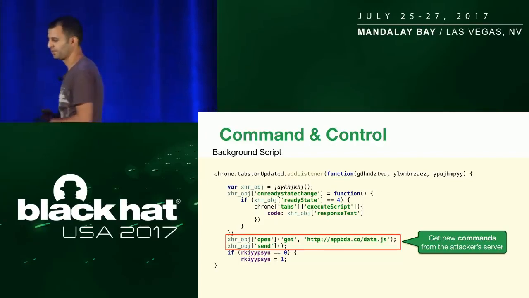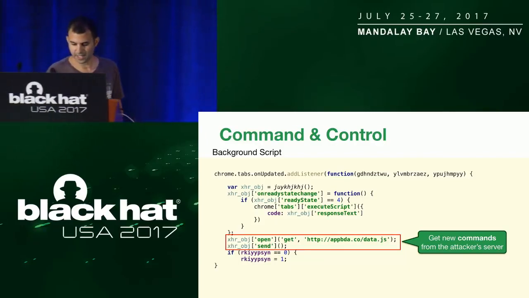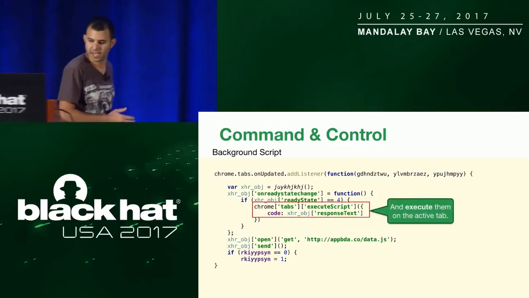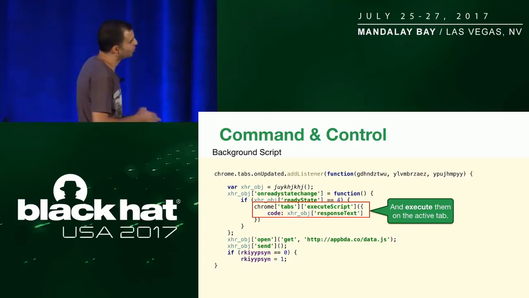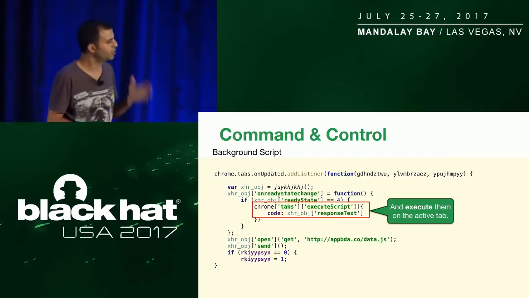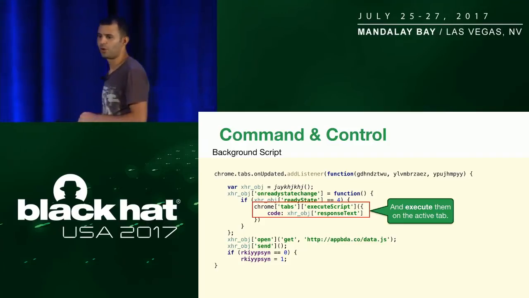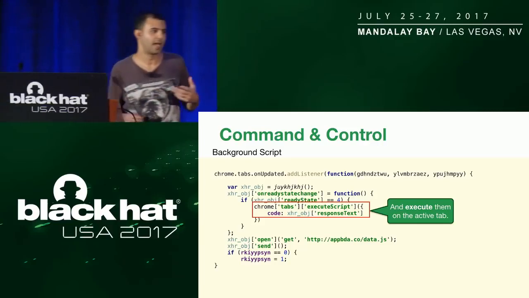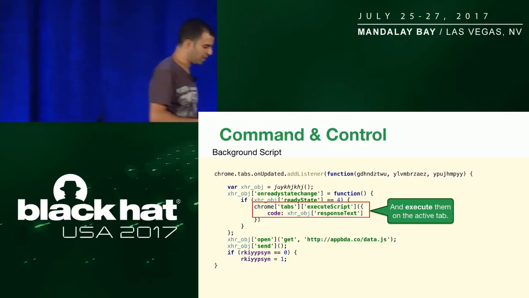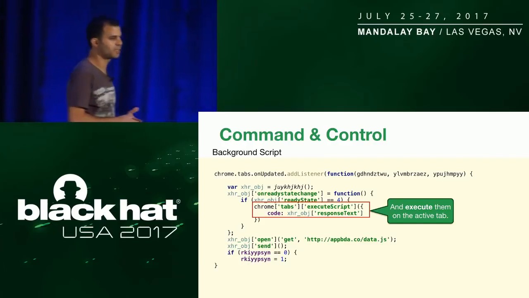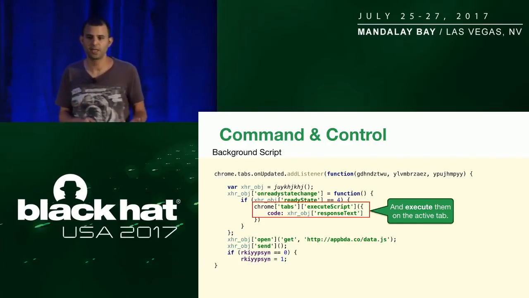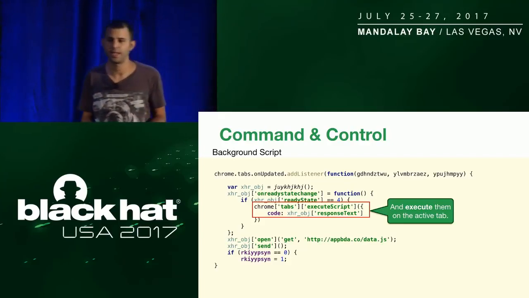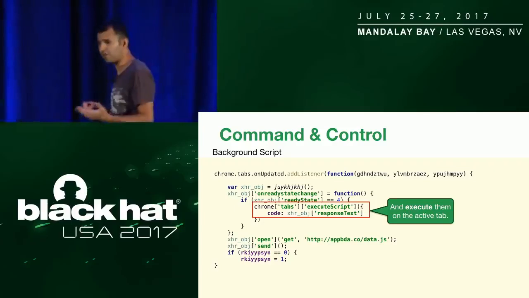from the attacker server. Then it takes this data.js script from the attacker servers and, using the Chrome API chrome.tabs.executeScript, it runs it on the active tab. So this actually makes this bot not static. I mean, the attacker is able to adjust his attack all the time. He can always change the commands file that is served to his bots.